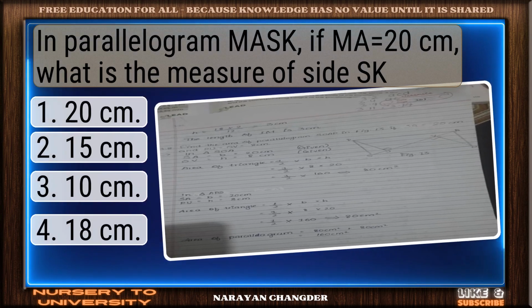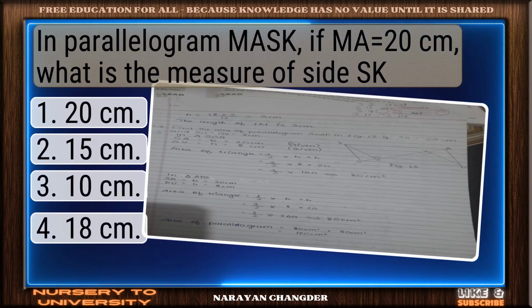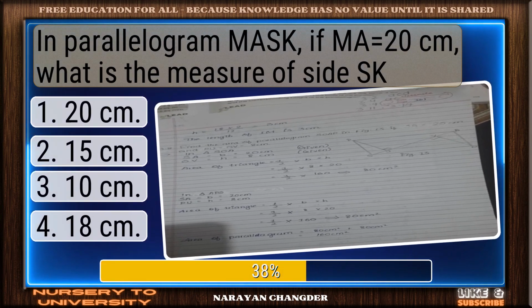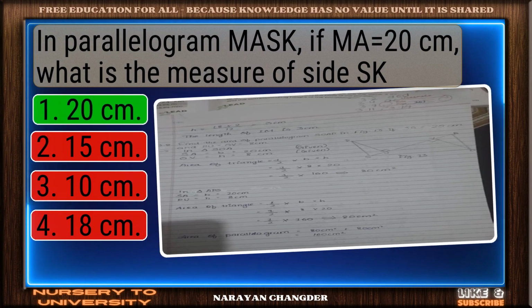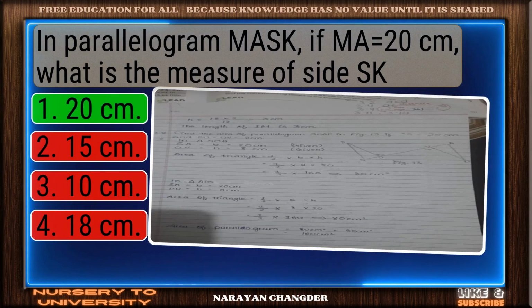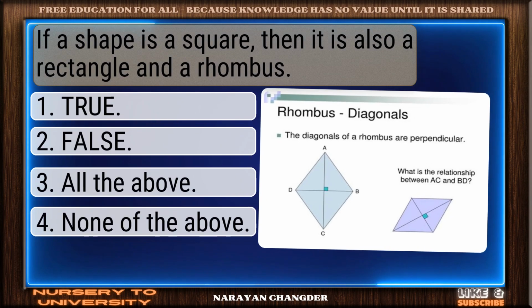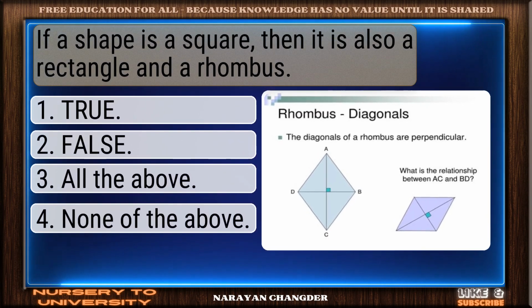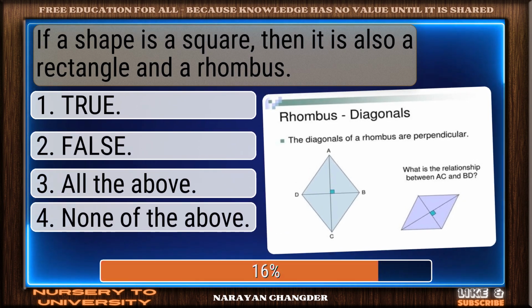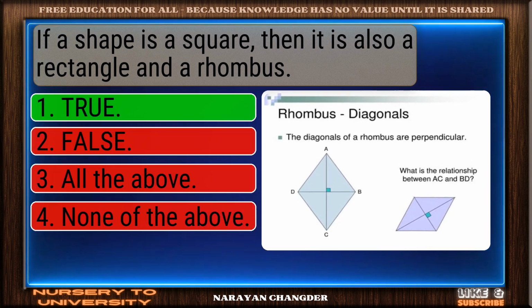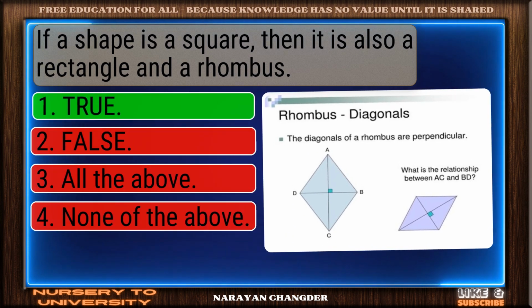Question number 71. In parallelogram MASK, if MA equal to 20 cm, what is the measure of side K? Well done. 20 cm is the right choice. Question number 72. If a shape is a square, then it is also a rectangle and a rhombus. Valid point. True is true.